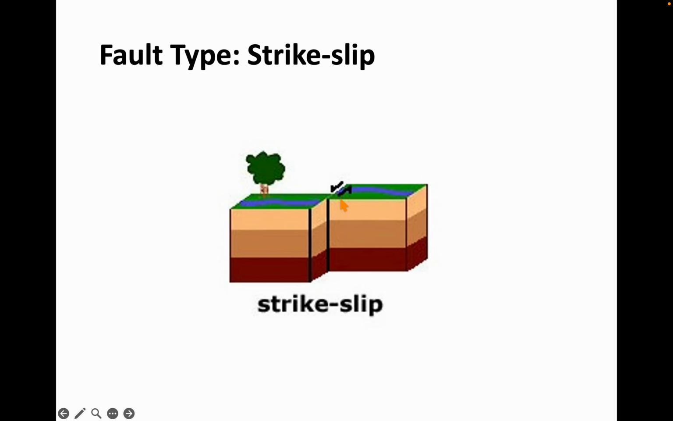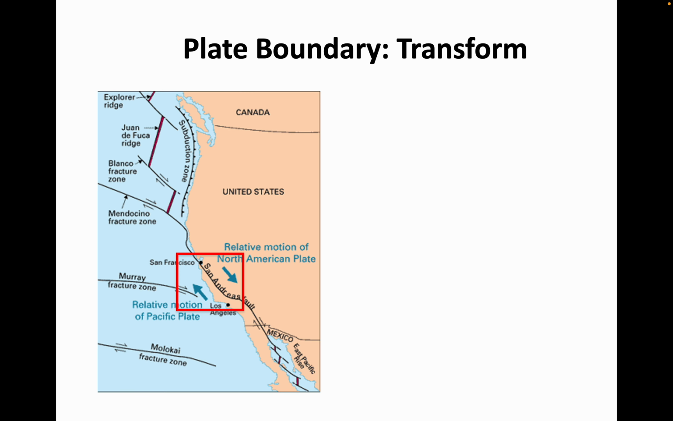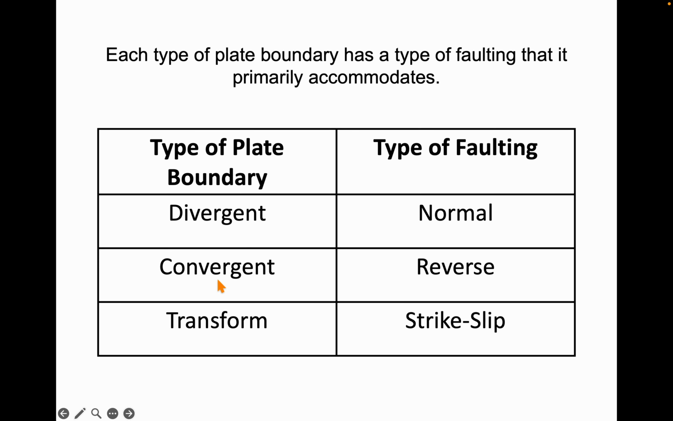And then the strike slip is more of your transform where one is going one way, the other is going the other way within the same plane. So they're not going up or down, they're just going horizontally. So here's our transform in San Andreas. And here's typically what we see for the types of faulting. Now I focus more on the divergent, convergent, and transform, but these are typically what we talk about when we're talking about the fault: the normal, the reverse, and the strike slip.